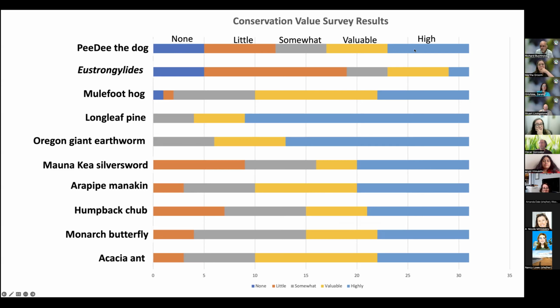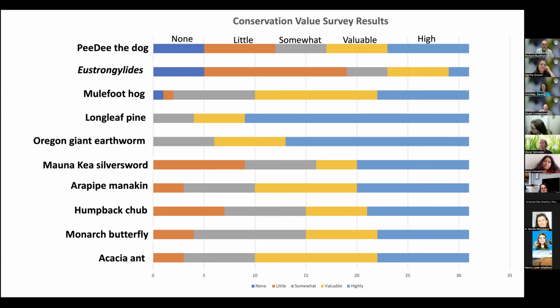But look over on the right on the top, right? What do we have there? 7 or 8, 9 students felt that Petey, the dog, had high conservation value, right? And so that usually reflects 2 things, right? It reflects that they don't understand yet what conservation actually is.